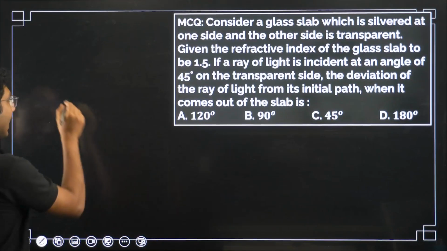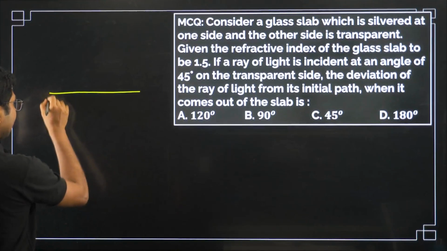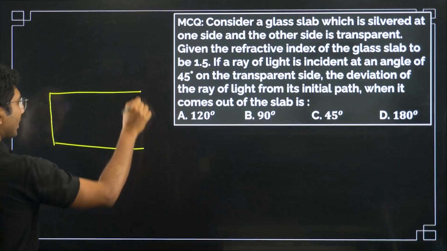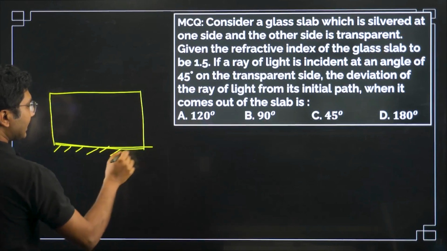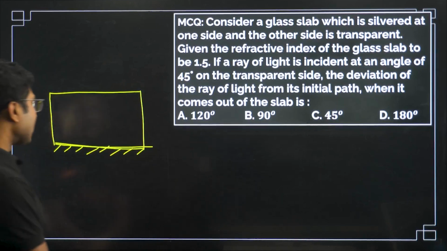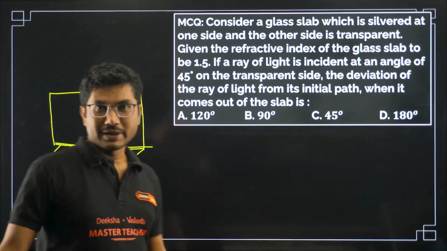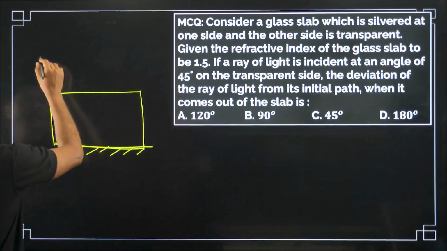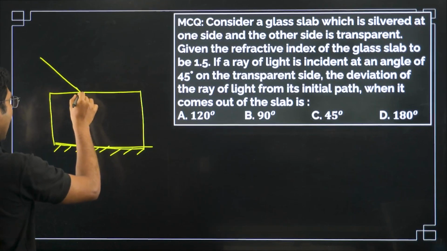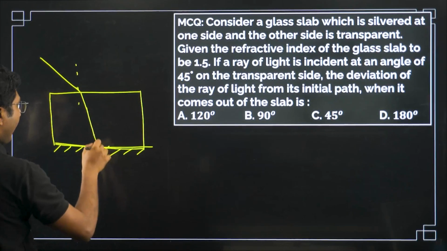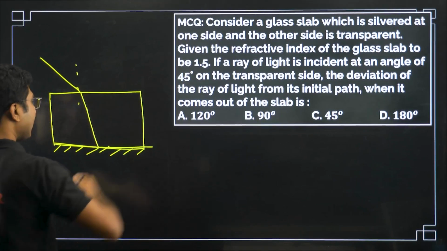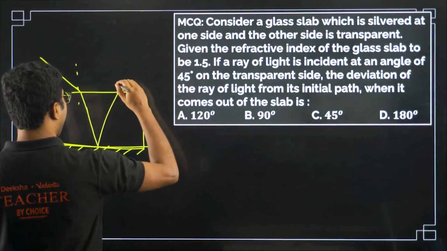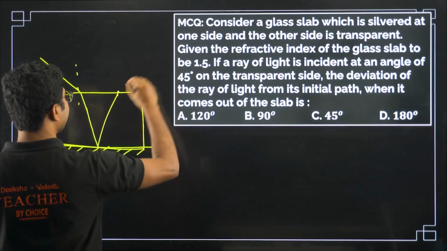It is similar to that case we have seen. So here we have a glass slab, and this side is silvered. Silvered means this side is basically acting as a mirror. So it is a question combining mirror and refraction. One light ray is incident like this, and it gets refracted, and then once it falls on this surface, it gets reflected, and again it gets refracted.